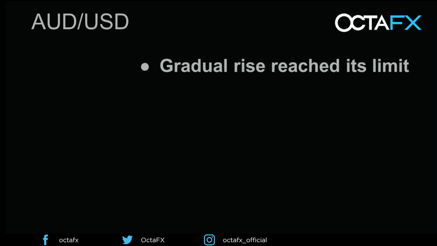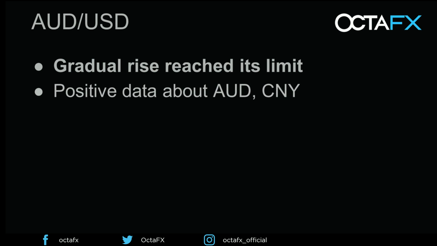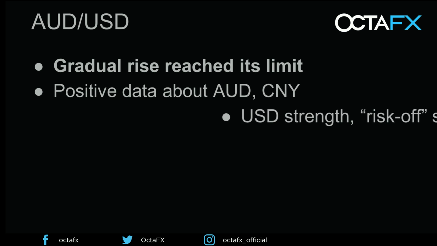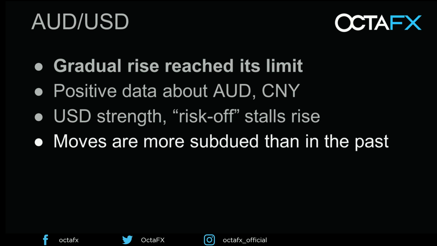Okay. In general, we had an uptrend from the lows in Aussie dollar. Probably reached its limit. Okay, we saw some retracement. We had recently positive data from Australia, from China, good news. And on the other hand, we had some US dollar strength because of the Fed and this risk-off sentiment, worries about geopolitical issues. It stalled the rise. We've seen the pair stop. Moves are again more subdued than in the past, a bit more limited. Let's look at the chart.